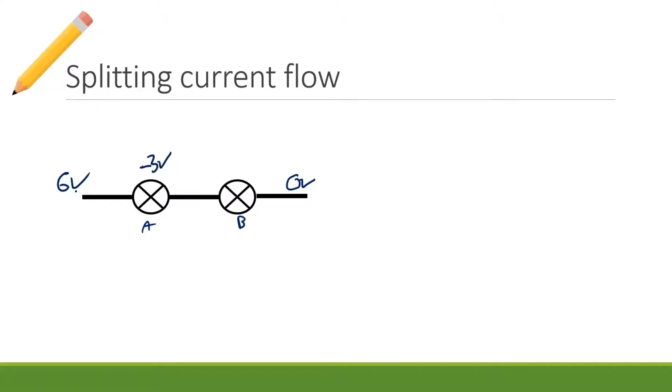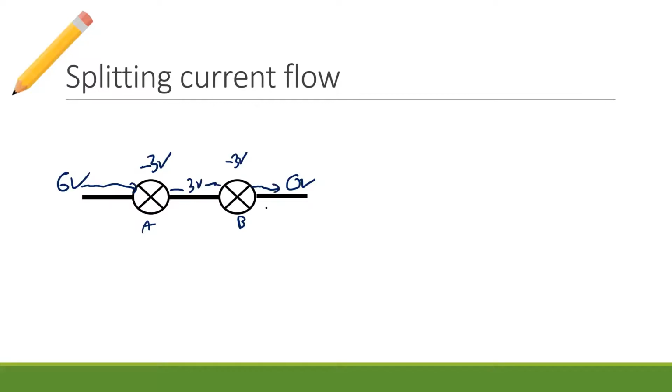And that means we're going to go from 6 volts down to 3 volts. And how much is it going to use to go through this second globe? It's going to use up 3 volts. So it's going to go from 3 volts down to 0 volts.